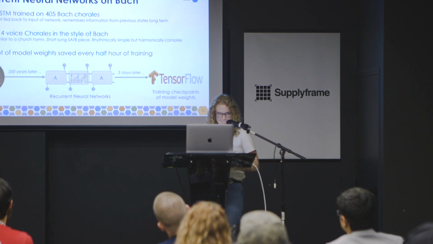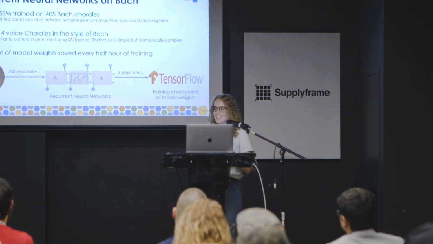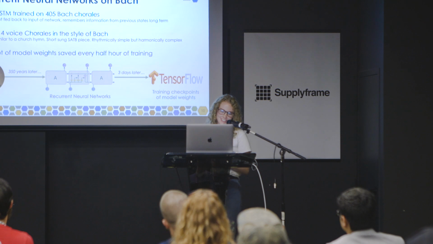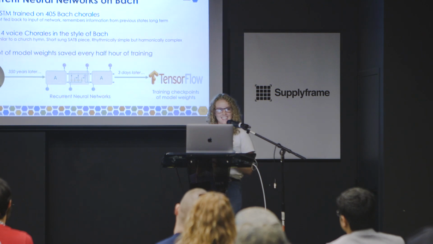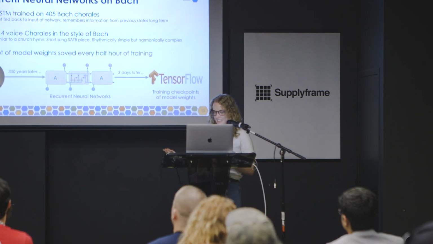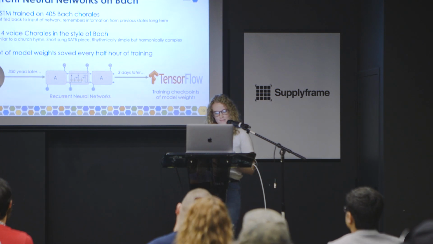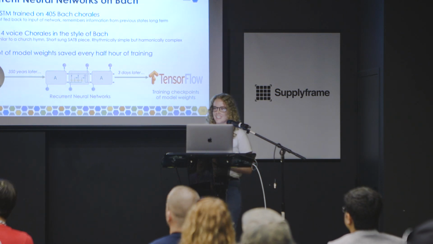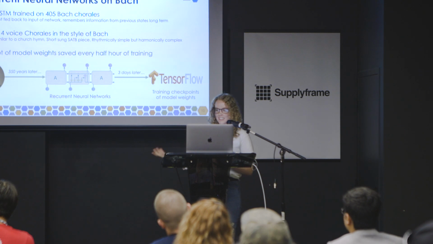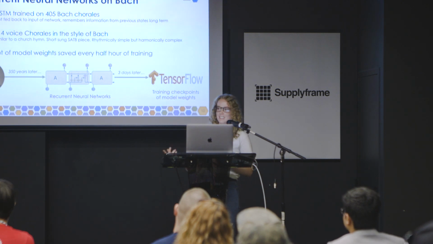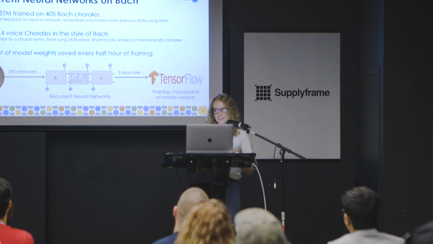All right, so next piece. This next piece is called Recurrent Neural Networks on Bach. And as you might guess from the title, this is using neural networks in the algorithm. So like 350 years ago, there's this dude, his name was Bach, and he wrote a lot of music. A lot of it was good.